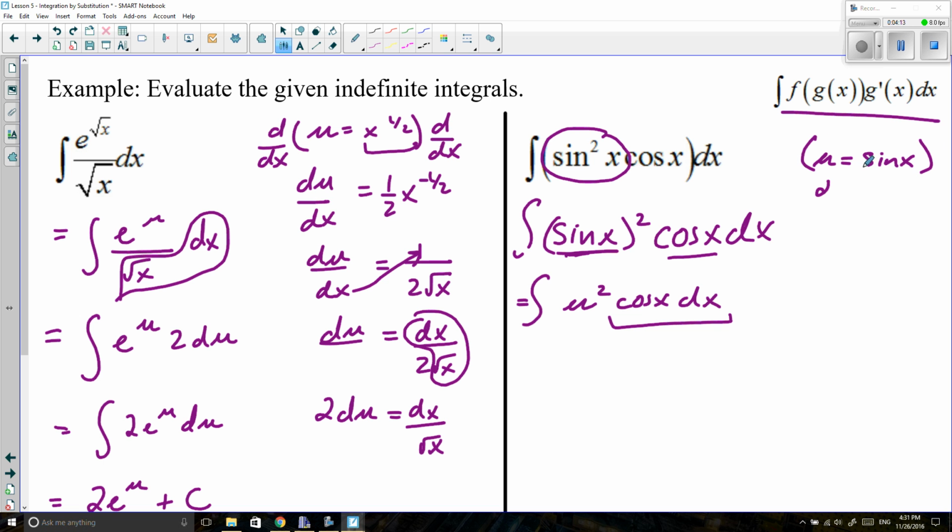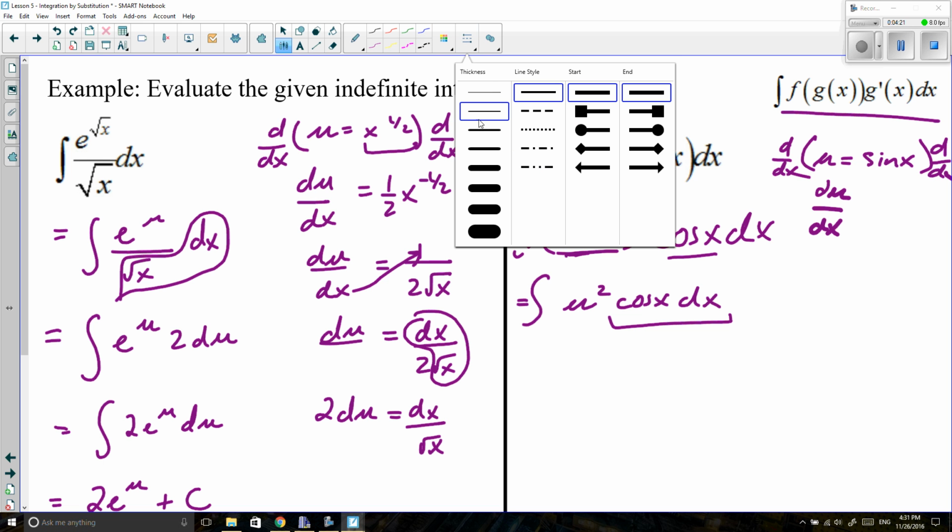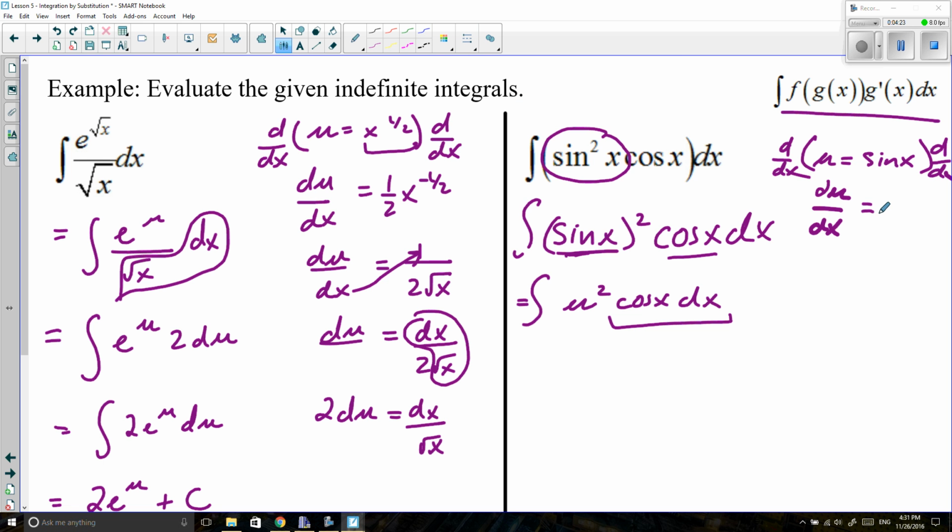So I'm going to take the derivative of both sides of this function with respect to x, and then I'm going to get du dx is equal to the derivative of sine x, which is cos x. Okay, so the idea once again was to get cos x dx somehow. So if I can get that from this expression by taking dx and bringing it to the other side. So du is equal to cos x dx. And now I can make that substitution in here. So integral of u squared cos x dx is equal to du.